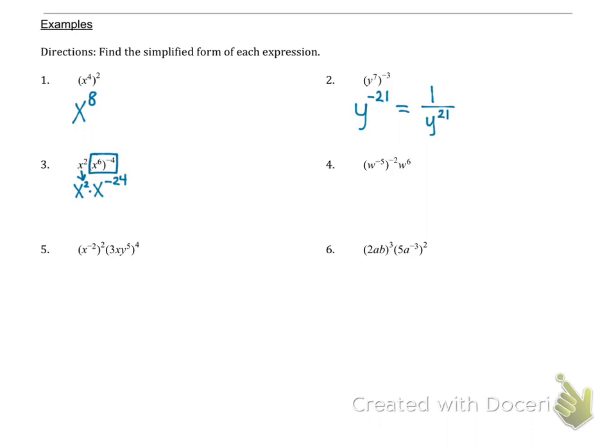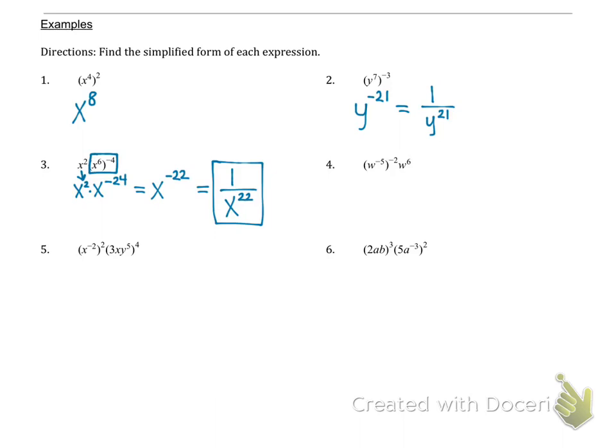Then they have the same base, so now I'm going to add the exponents. So 2 plus a negative 24 is a negative 22. And now since it has a negative exponent, I'm going to make it positive by taking the reciprocal of the power. So 1 over x to the 22nd power. So here is our answer.